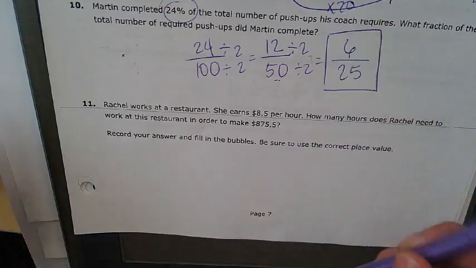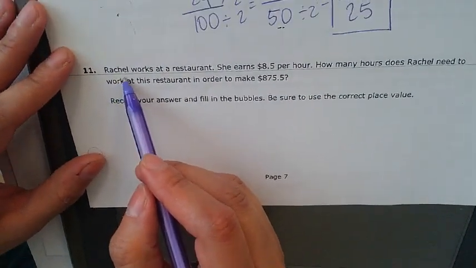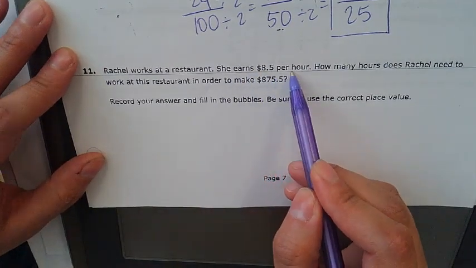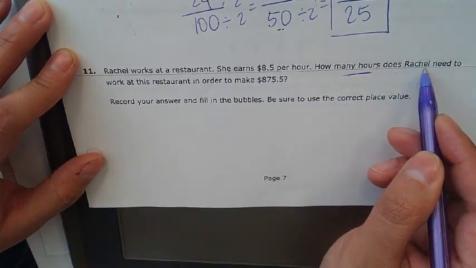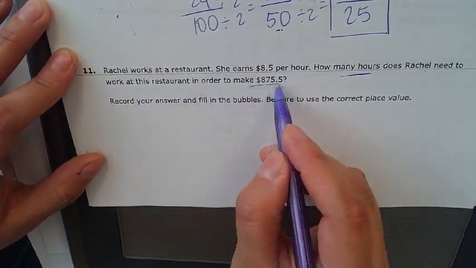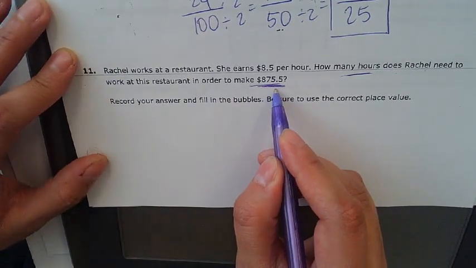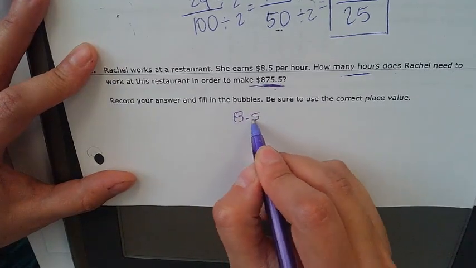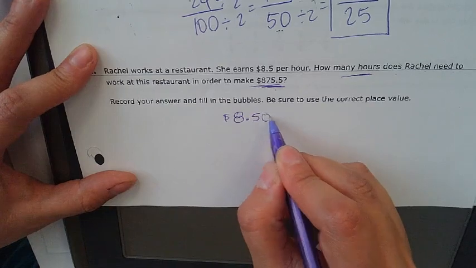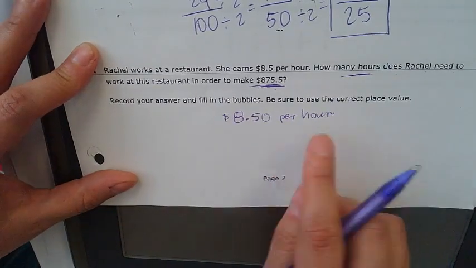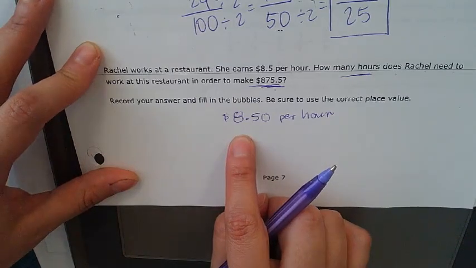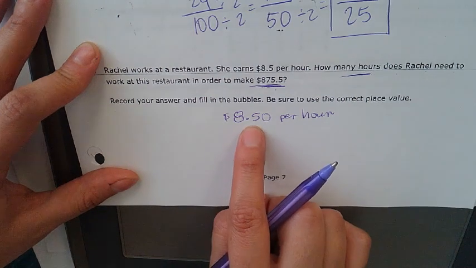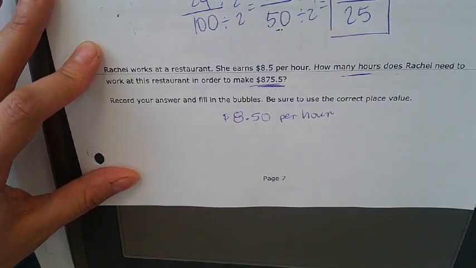Okay, guys, back to number 11. It says here, Rachel works at a restaurant. She earns $8.50 per hour. How many hours does Rachel need to work at this restaurant in order to make $875.50? So, in 1 hour, she gets $8.50. What about in 2 hours? $17. Good job. Because we are adding $8.50 every time, right?